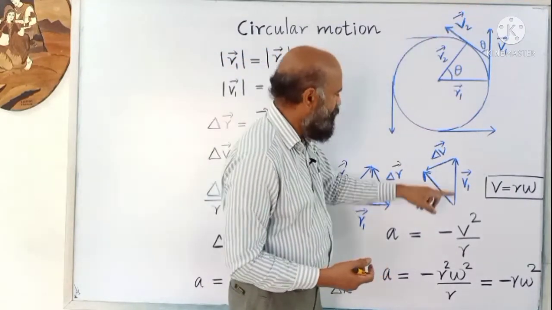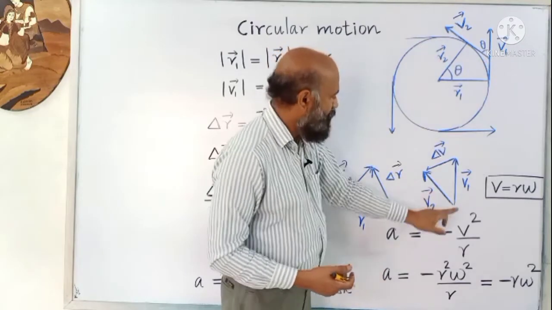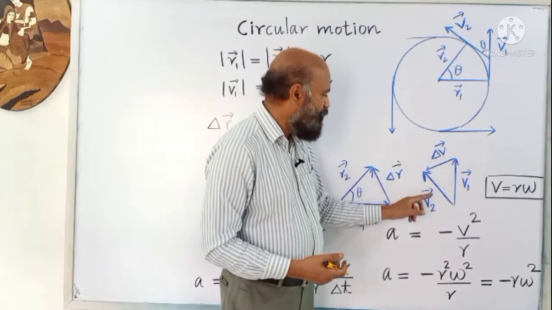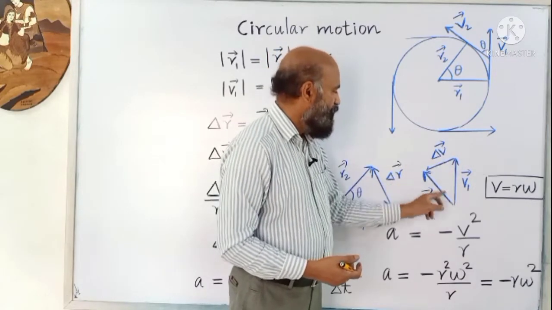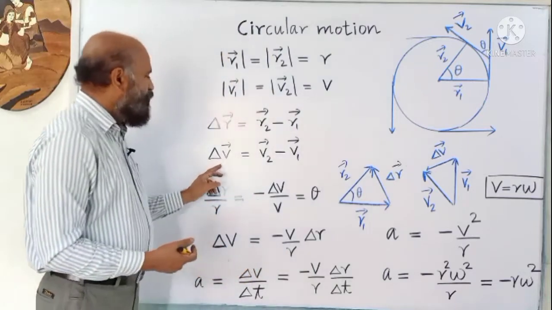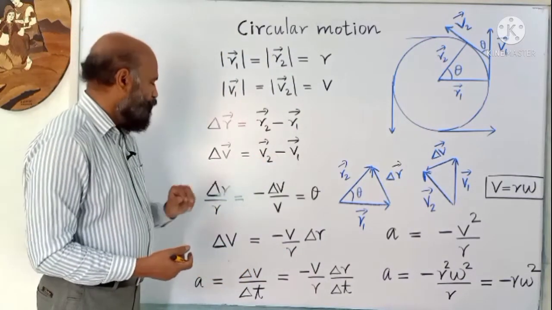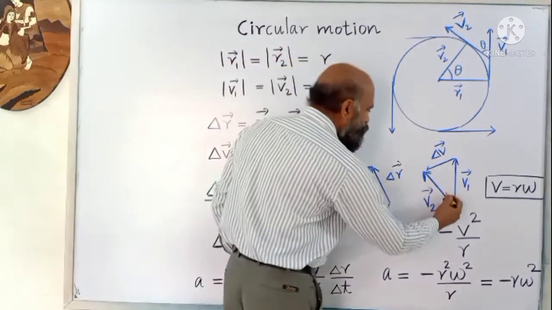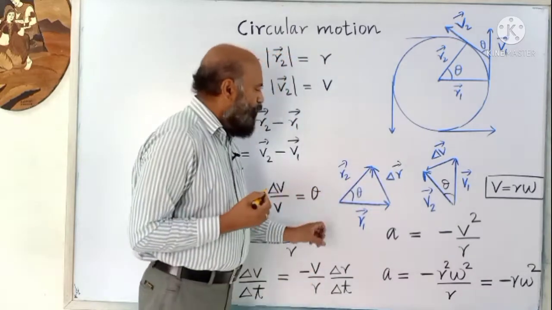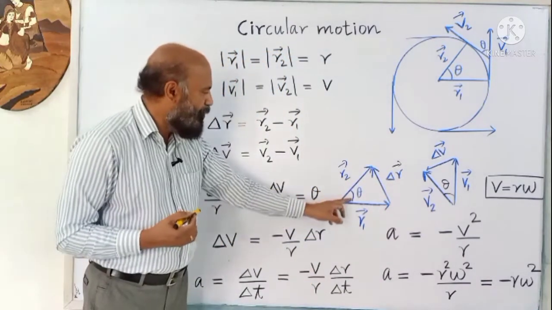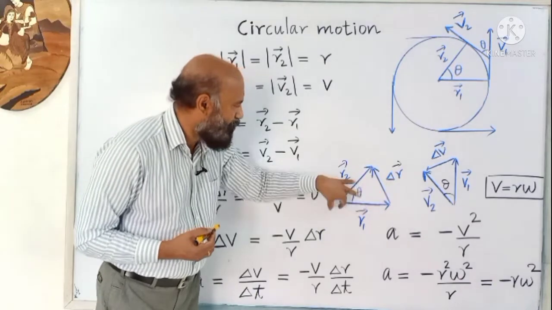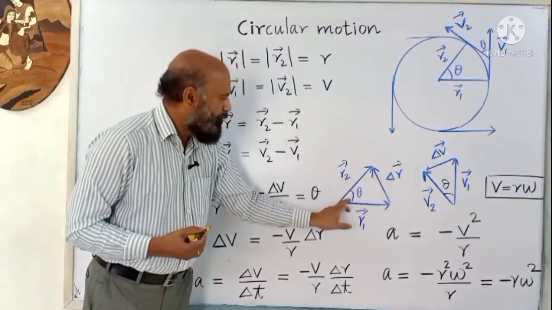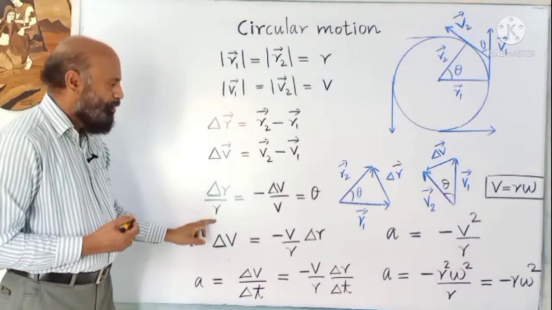Similarly, the v1 vector, then the v2 vector. Now the v1 vector plus the delta v vector is the v2 vector. So now delta v can be written as v2 minus v1. Now this is theta, so this is also theta. So now theta can be written as delta r by r, because the modulus of r1 is the same as the modulus of r2, so it is r. So this theta can be written as delta r by r.